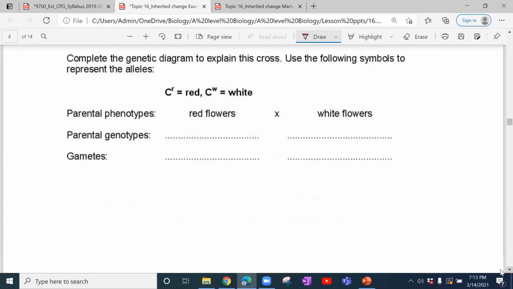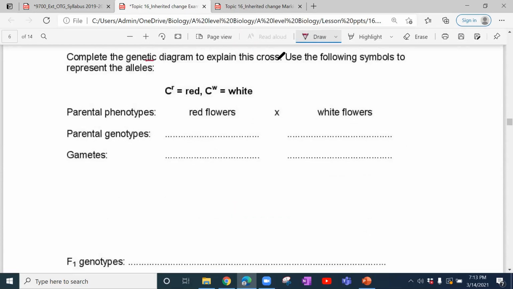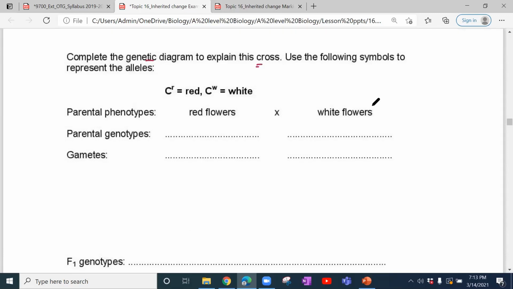So first up, complete the genetic diagram to explain this cross. So again, in every question, you will not be given the ratio. You will have to find it first. ठीक है, and as I said earlier, every question will not be of dihybrid cross. आपको different questions आ सकते हैं. Monohybrid cross का भी आ सकता है. Dihybrid की we have just discussed the examples, and this question is of codominance.